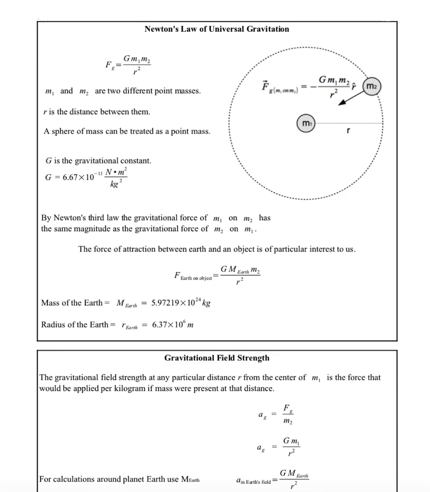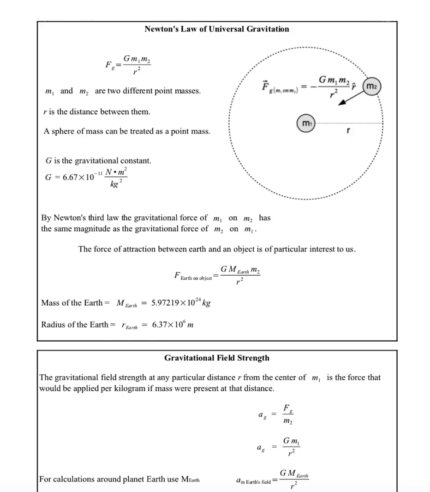Pictured here is Newton's law of universal gravitation. M1 and M2 are different point masses that are separated by a distance r. In this formula, any sphere of mass can be treated as a point mass, as if all the mass in the object was concentrated in its center. Big G is the gravitational constant, which has the value 6.67 times 10 to the minus 11. And the units are Newton meters squared per kilogram squared. We'll see why those are the units here when we do a calculation shortly.